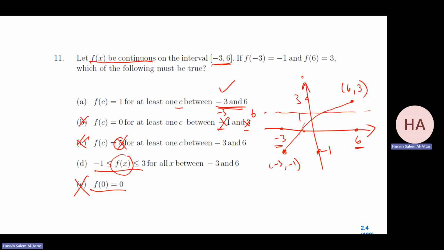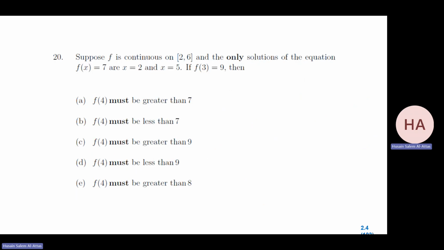Because what will happen? Maybe the function, let me graph another function. Okay. So this is the point, and this is the point. And this is minus 3 and 6. This is minus 1 and 3. Maybe the function will do something like this. So it's not always between minus 1 and 3. So this is wrong. So this is the only correct answer. So you graph it and then discuss it. This is a little bit harder. You need to read the statement and be careful.